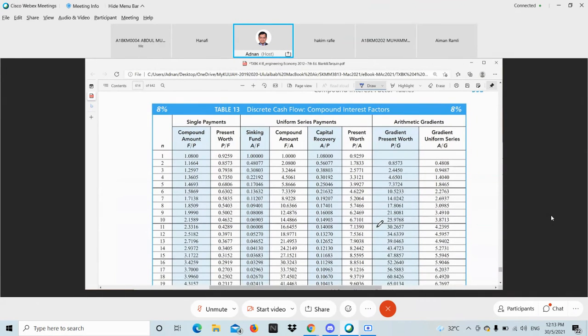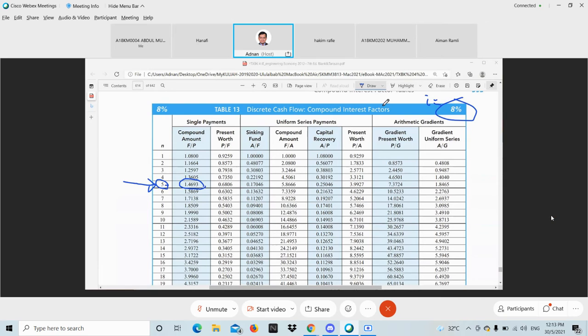Okay, 8%. Kita dapat sini dalam table 13 at the end of your books, at the rate of 8%. Okay, which formula kita nak pilih ni? F over P, P over F, A over F. Okay, it is single payment, 5 tahun, at the rate of i equal 8%. Faktor yang kita kira tadi, 1.4693. Okay, semua boleh nampak ke?